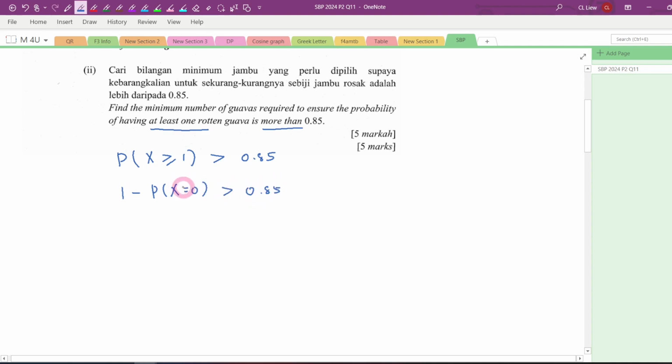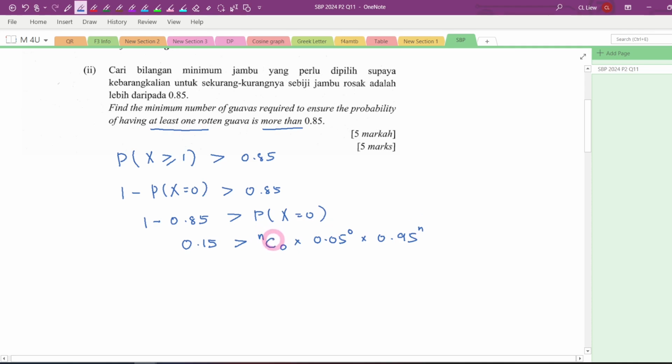So 1 minus P(X = 0) is greater than 0.85. So now I'm going to change the places of these two terms. This I move over here and this I move over there. 1 minus 0.85, positive becomes negative, and negative becomes positive. Okay, this is 0.15, and this is nCr times 0.05 raised to the power 0. The power here always follows this number, and 0.95 raised to the power of... always make sure these two numbers add up together to be equal to this number. If this is 0, here must be n.